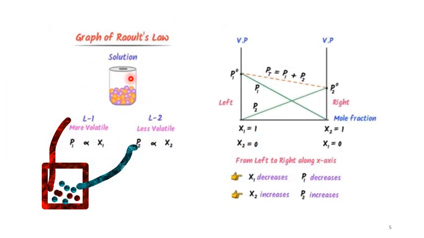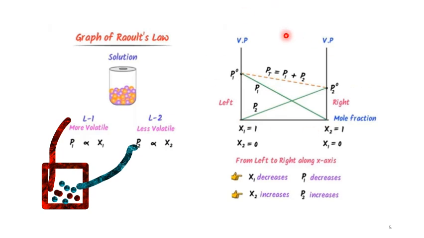For the more volatile substance, the vapor pressure is denoted by P1 and the mole fraction is X1. So for the more volatile substance, the vapor pressure of the solution is directly proportional to X1. Similarly, for the less volatile substance, the vapor pressure is also directly proportional to X2.